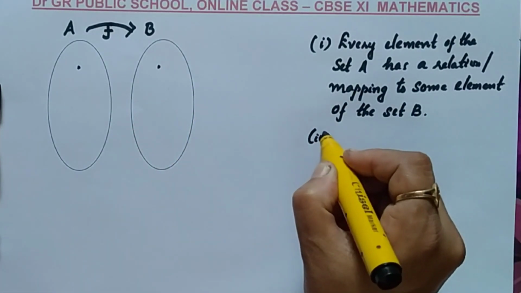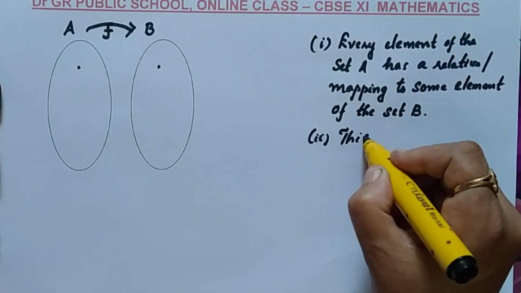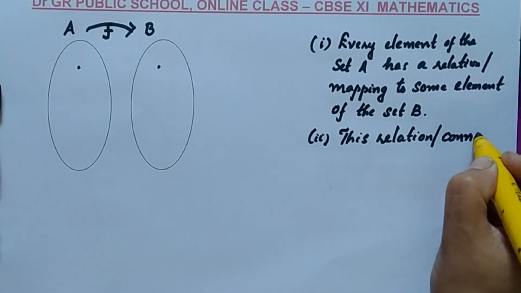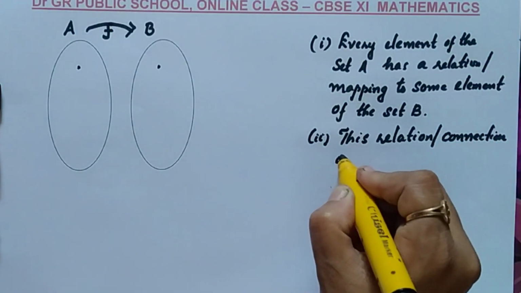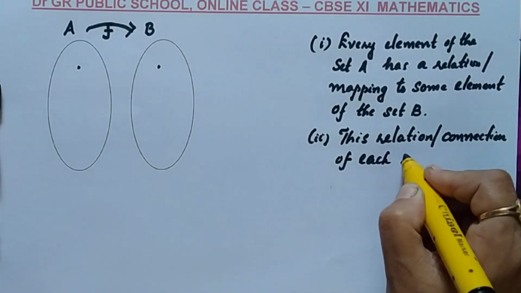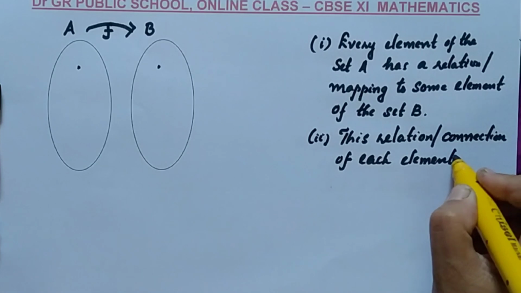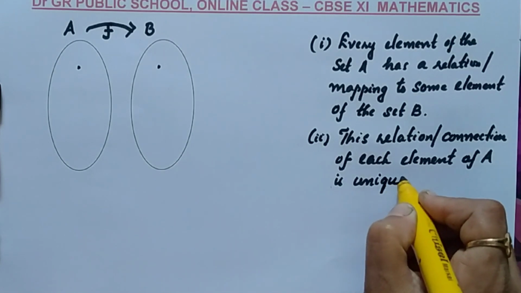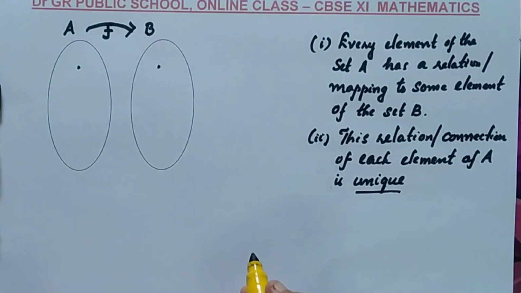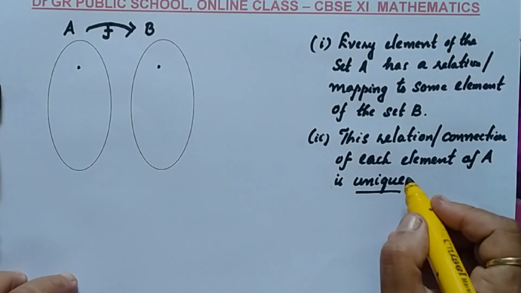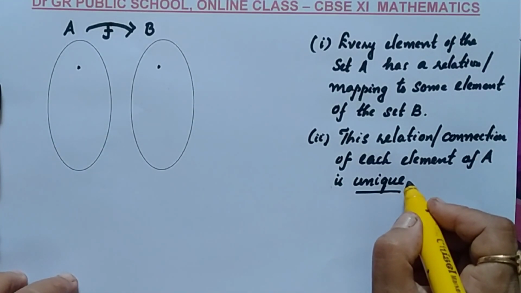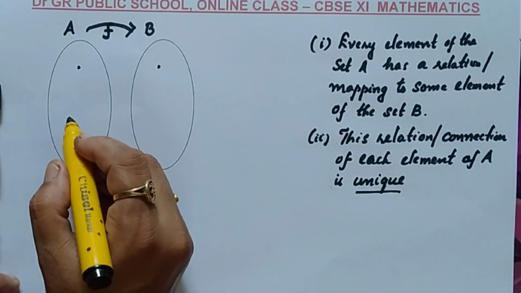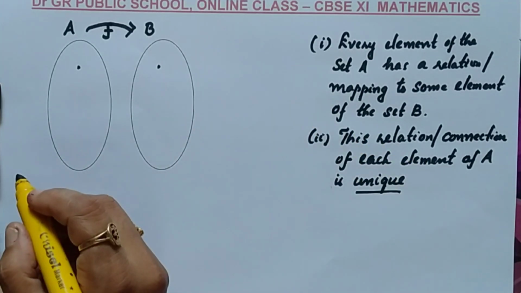And the second condition is that this relation or connection of each element in A is unique. What do you mean by the term unique? Unique means one and only one. This is the critical condition to test whether the given relation is a function or not. Okay. At first we can go through an example and then come to the definition again.